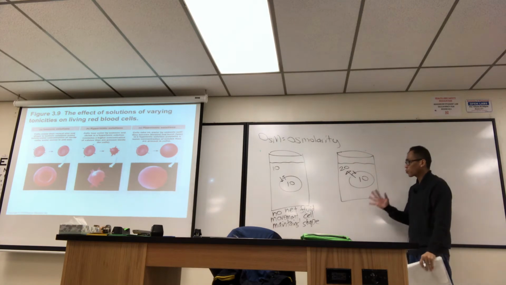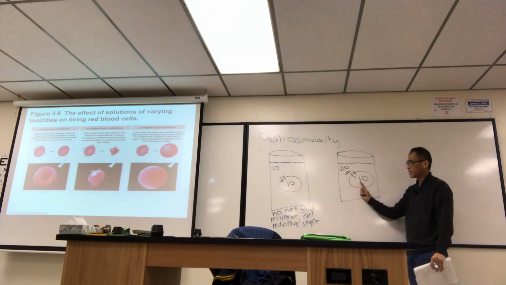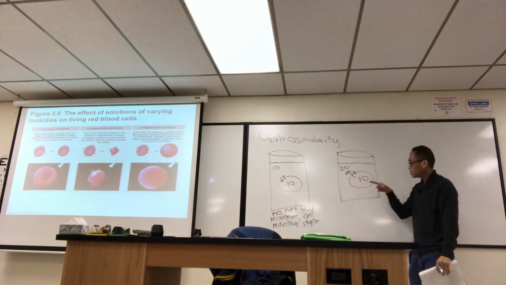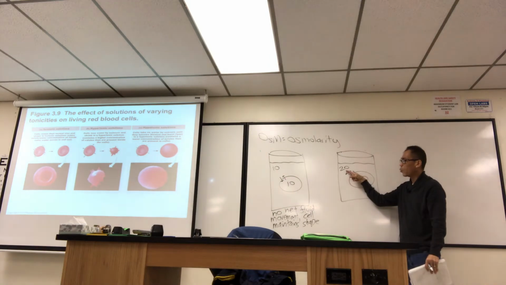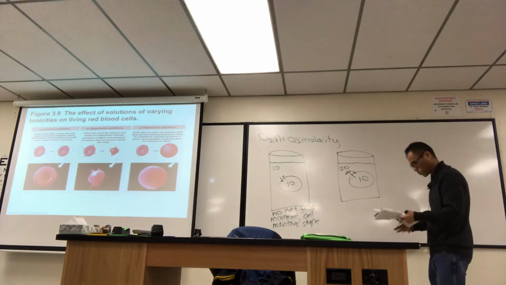Nature doesn't like an ordered state. It doesn't like that that's 20 and that's 10, all compartmentalized, nice and neat. It likes things to be mixed up and even. So this is trying to equilibrate with a 20. Okay? So it's losing water. It's going to shrink.